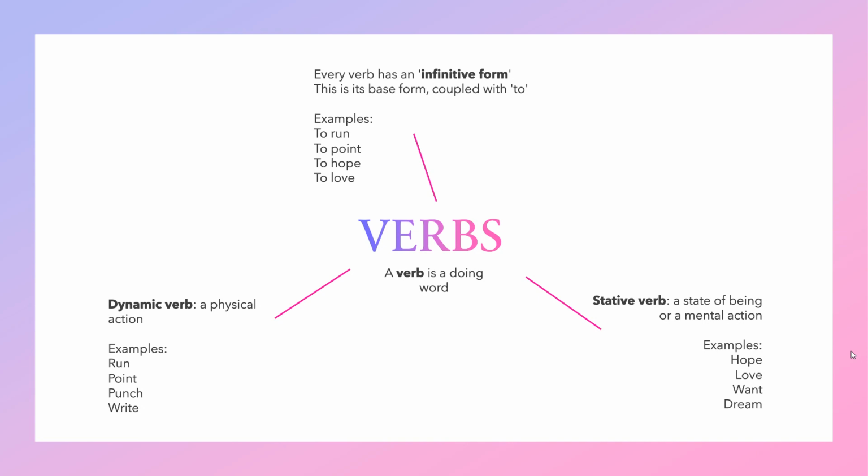Just add to. A few examples: you write neatly in your notebook. In this sentence, the verb would be write, and because you can physically see someone writing, that makes it a dynamic verb. The next one, she wanted a dog for her birthday.